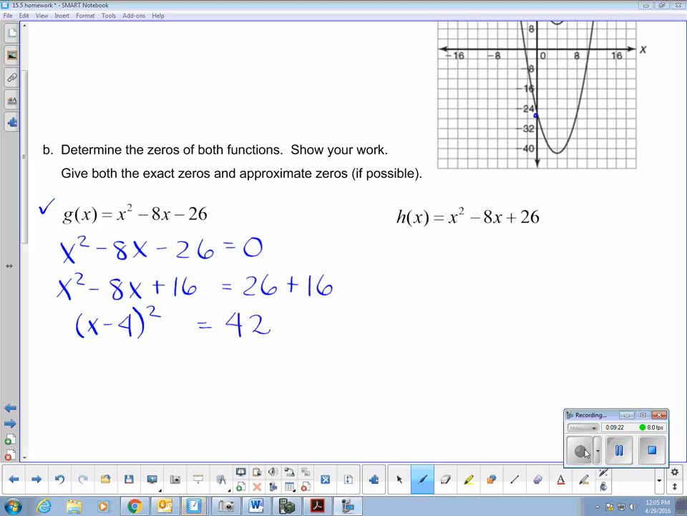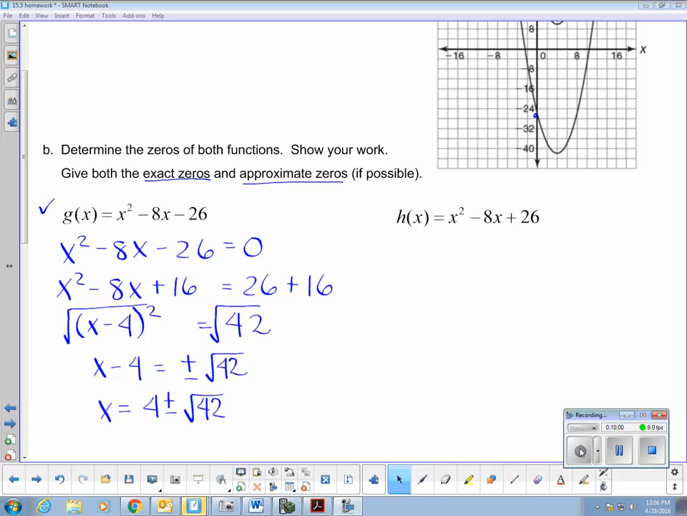And then take the square root or extract the root. And don't forget your plus or minus. Now, radical 42, let's see if that can be simplified. I can't think of a perfect square that goes into 42 evenly, so I think we're going to leave that as is. And adding 4 to both sides, I get 4 plus or minus radical 42. So those are my exact zeros.